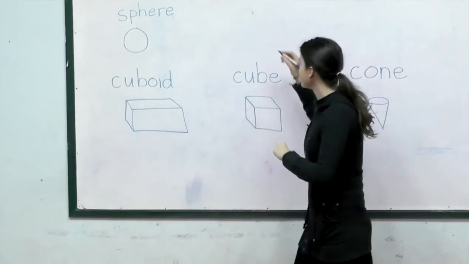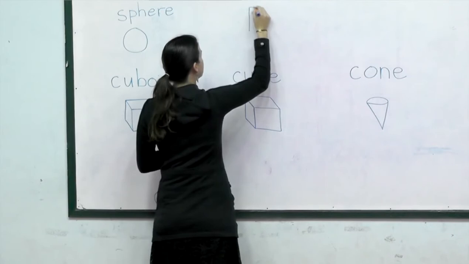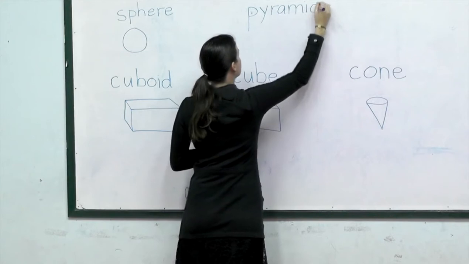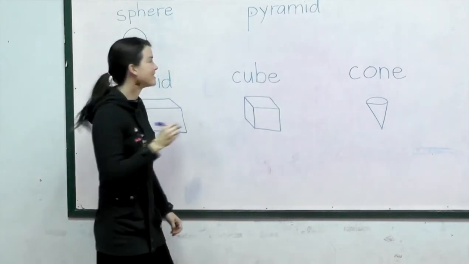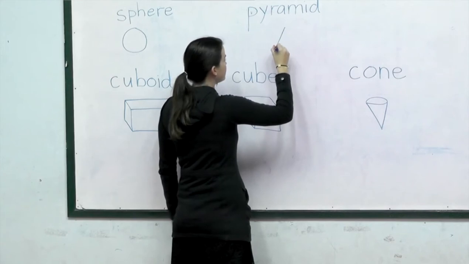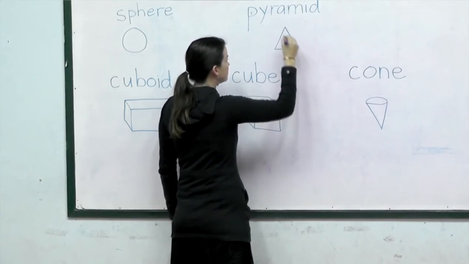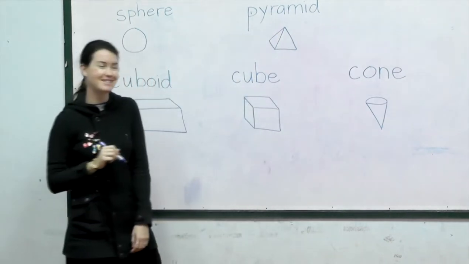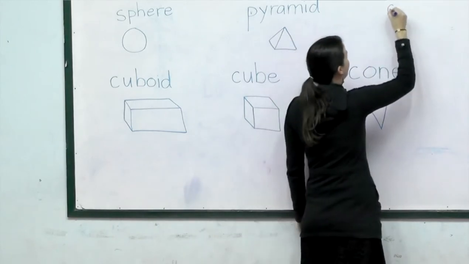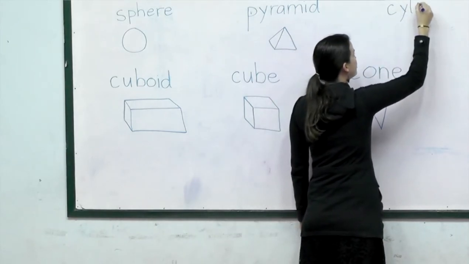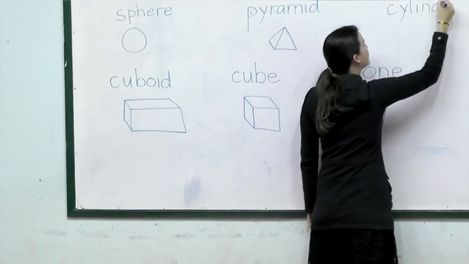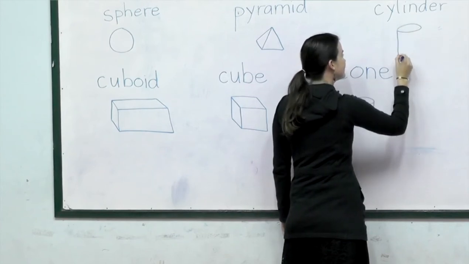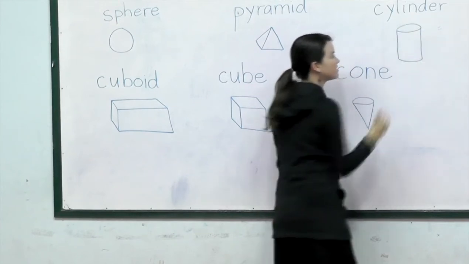Sphere, ball. We also have the pyramid. Pyramid. Good. A pyramid is kind of shaped a little bit like a triangle, but it's got volume to it. And our last one, cylinder. That's what you were thinking of? Cylinder.